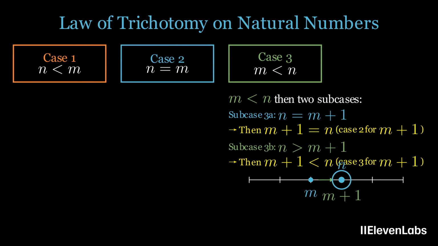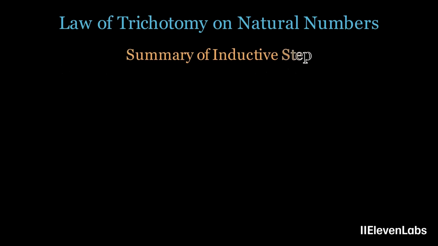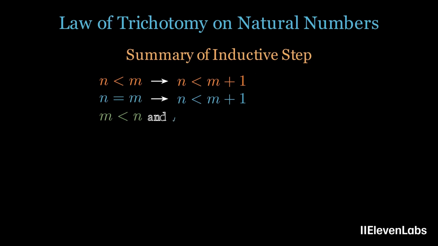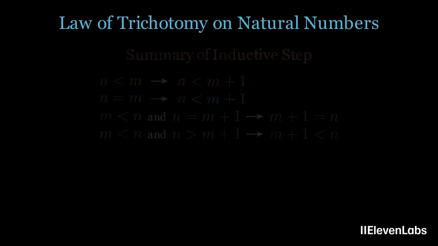So for each of the three possibilities of the hypothesis: if n is less than m, then for s of m, we have n is less than s of m. If n equals m, then for s of m, we have n is less than s of m. If n is greater than m, then for s of m, we have either n equals s of m, or s of m is less than n. So, when the proposition holds for m and for any natural number n, it also holds for the successor s of m, or m plus 1.